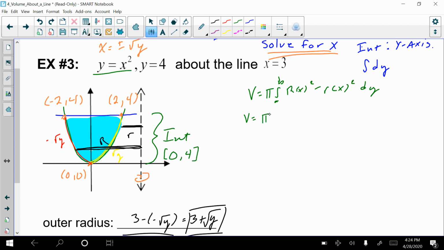So we have pi times the integration from 0 to 4 of the outer radius, which is going to be 3 plus square root of y, squared, minus 3 minus square root of y, squared, dy. Now go ahead and simplify everything that you can inside of the integrand.